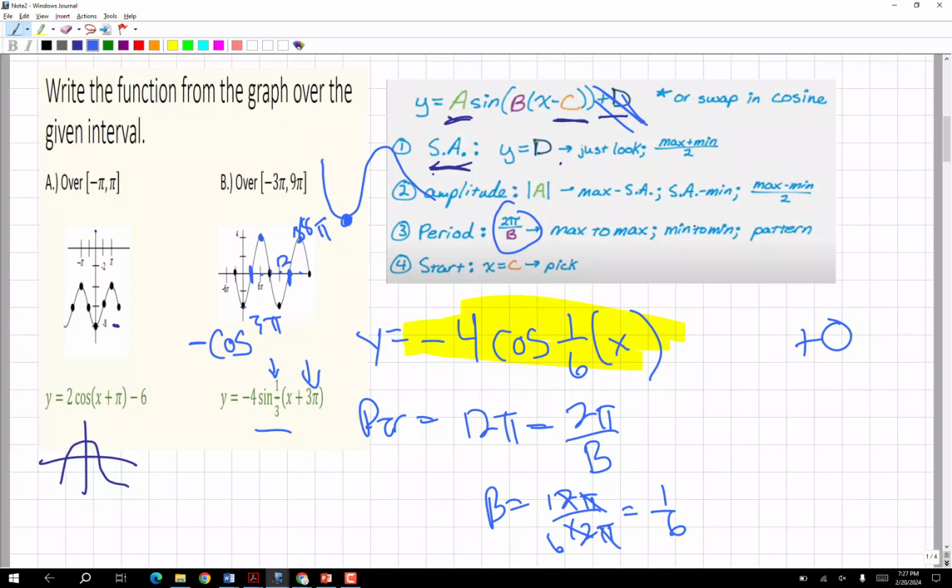Then we've got to look at the amplitude. This part, check. We don't have our sine part right yet, but we're getting there. Amplitude: this went up 4 and went down 4. That's why it does that. And then this is going to shift it left 3 pi. So, left 3 pi. Remember, our period is 12 pi.